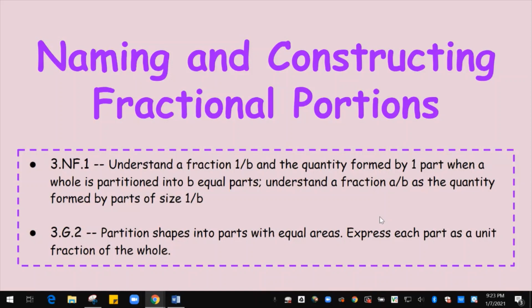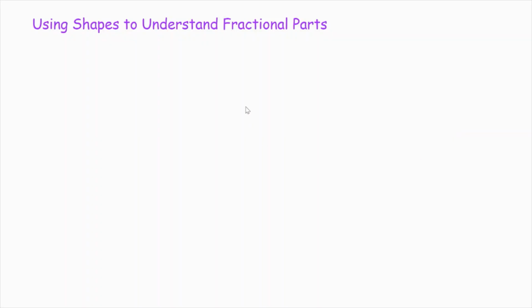In this video, I will demonstrate how to name and construct shapes into fractional portions or parts using a strategy from the third grade Unit 5 fraction unit. Two of the standards that will be addressed with the strategy are 3.NF.1 and 3.G.2. These strategies talk about partitioning shapes into equal areas and then expressing those shapes as a unit fraction or a part of the whole. Students use shapes to understand fractional parts.